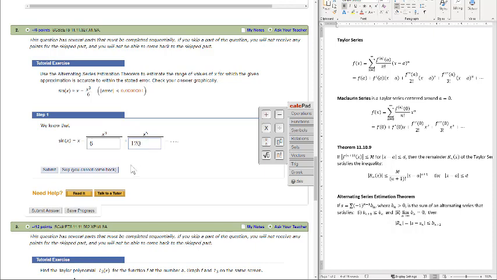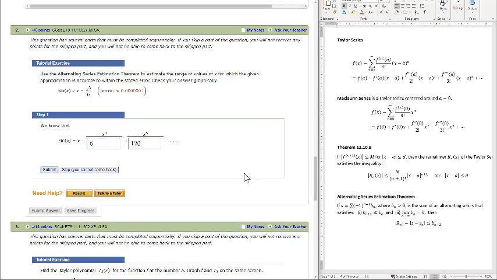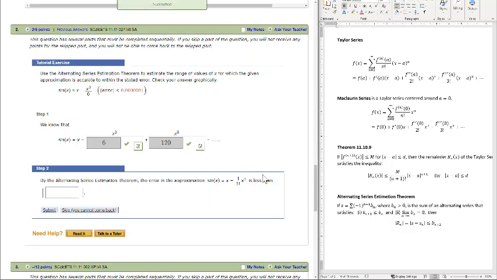5 factorial is 6 times 4, which is 24, times 5, which is 120. So we have 5 factorial there, 120.